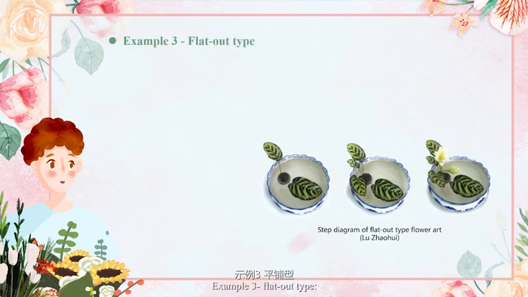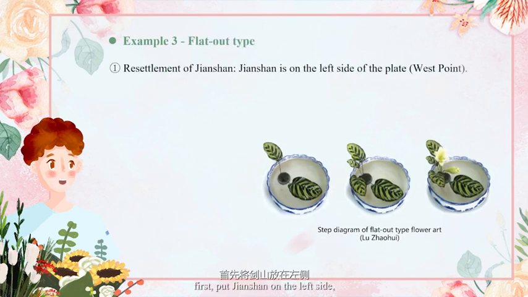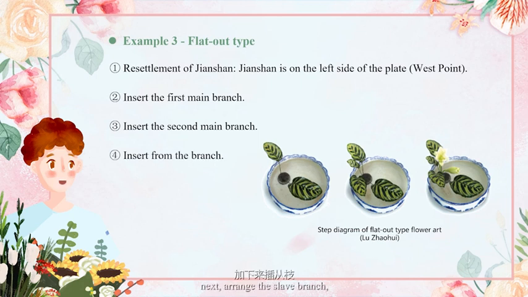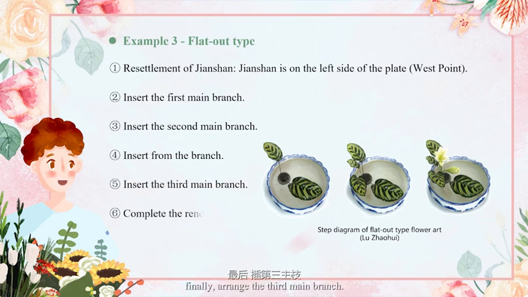Example 3, flat out type. First, put Jianshan on the left side, and then arrange the first, the second main branch. Next, arrange the slave branch. Finally, arrange the third main branch.